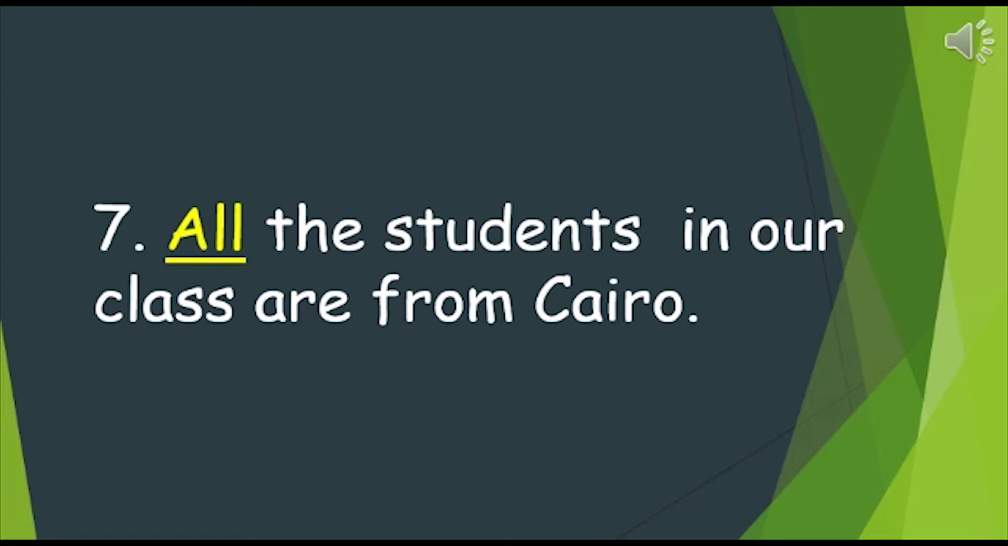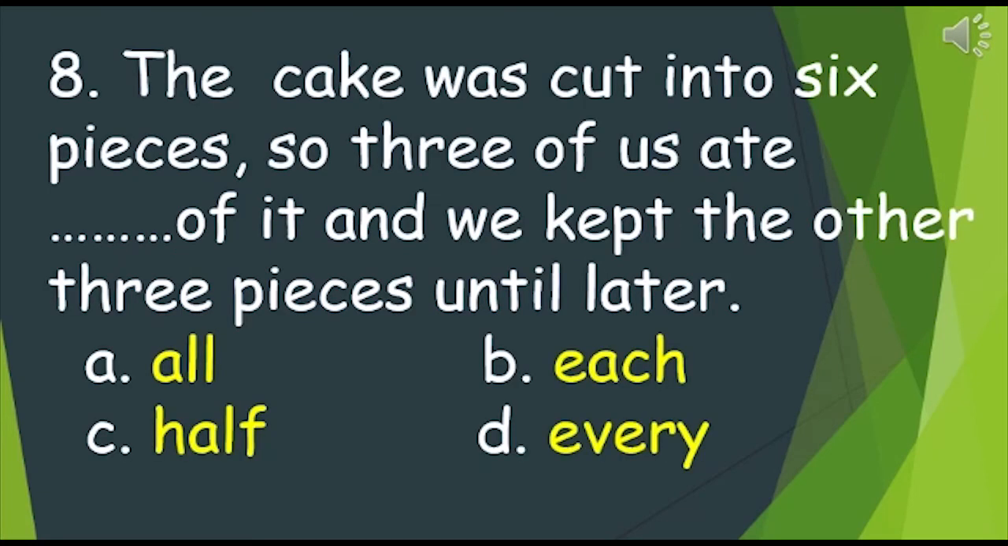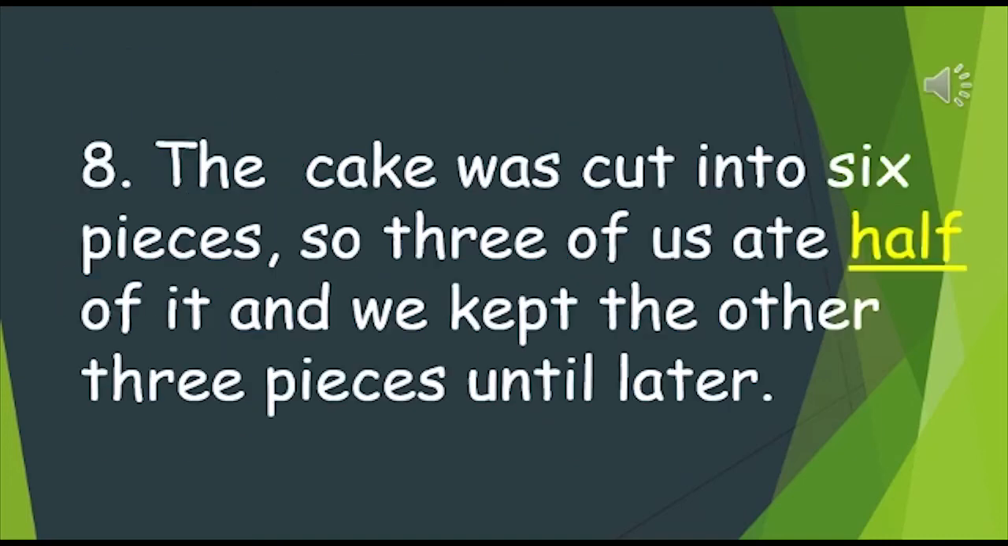The cake was cut into 6 pieces, so 3 of us ate half of it. The choices are all, each, half, every. The cake was cut into 6 pieces, so the three of us ate half of it, and we kept the other 3 pieces until later. We left the other three pieces, which represent the half, until later.